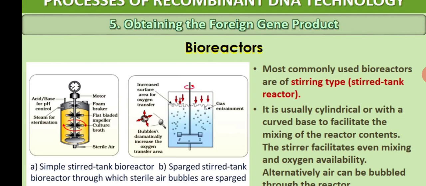Carefully observe the diagram. Here the labelings are also there: acid and base for pH control. Next, steam for sterilization; we put steam for sterilization purposes. Even the motor is there. Next is the foam breaker, through which you add the anti-foaming agent. Next, the flat bladed impeller. And the next one is the culture broth.